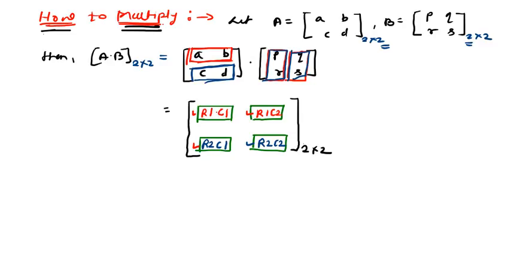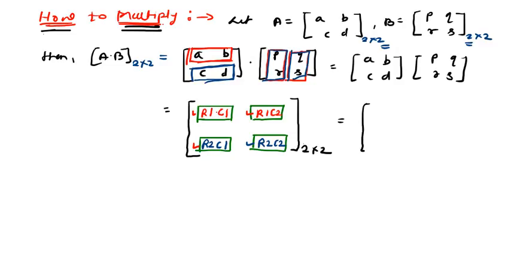So this is what we will do. I will write it again. This is the matrix A, B, C, D. Then this is the matrix P, Q, R and S. And how to multiply matrices? As I told you, the first entry here will be using the first whole row and first column. So this is how we will multiply it.